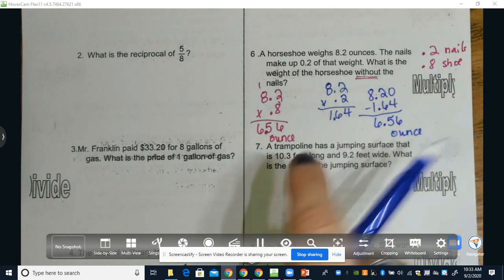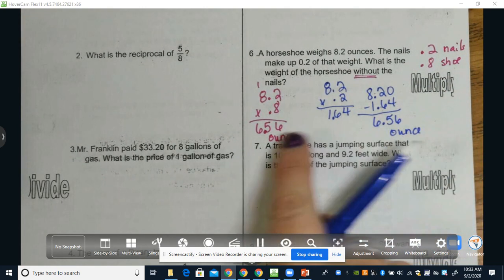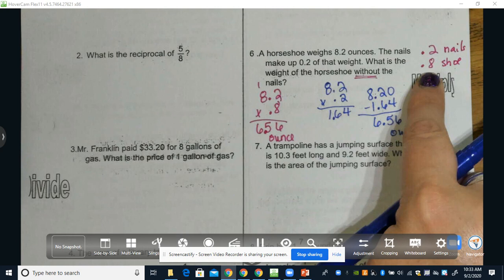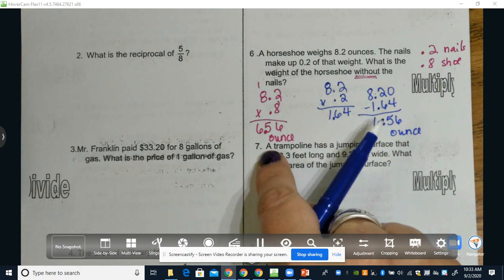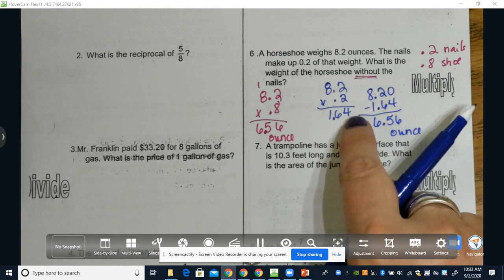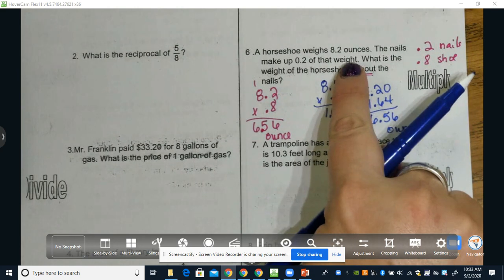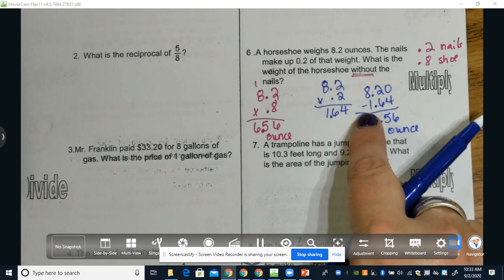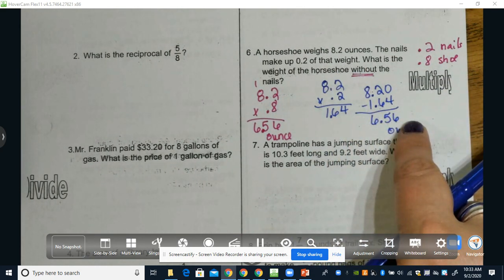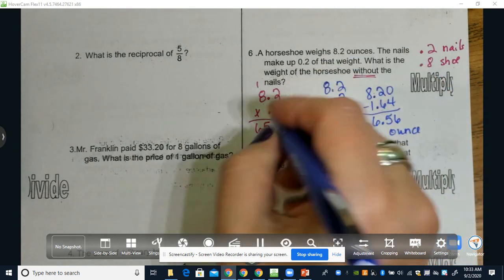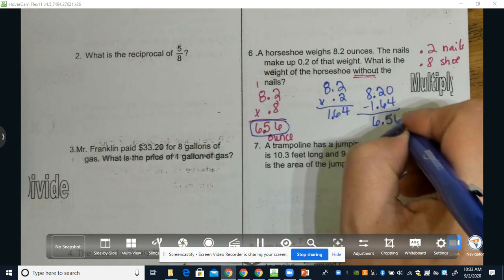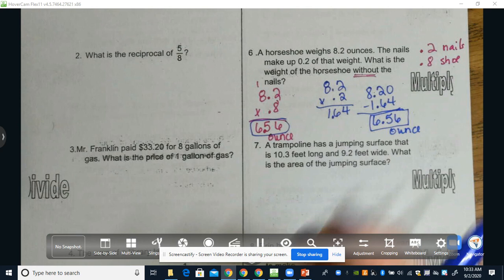So do you see, I can do it 2 ways. I can figure out that 8/10 is what's left over and then multiply that, or I can multiply the shoe by 2/10, the ounces by 2/10, and then subtract it because I would be taking out those nails, and I get 6 and 56 hundredths, the same amount.